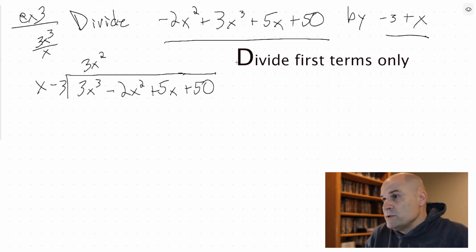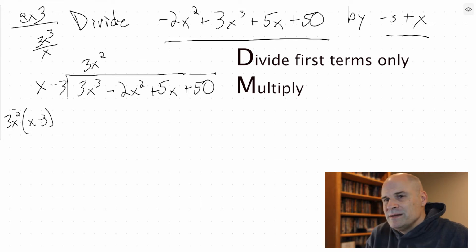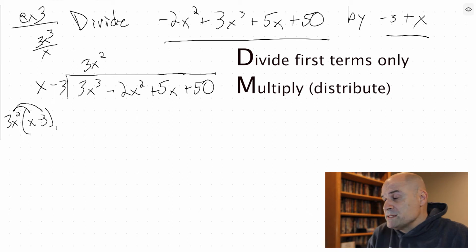Okay? So dirty monkeys, what does M stand for? That's multiply. So really what's happening is you're multiplying this 3x squared times this whole divisor. So you're going to multiply 3x squared times that. So you're going to need to distribute. What's 3x squared times x? 3x cubed. And you should always get the same there. If you don't, you did something wrong. Minus 3x squared times negative 3 is negative 9x squared.